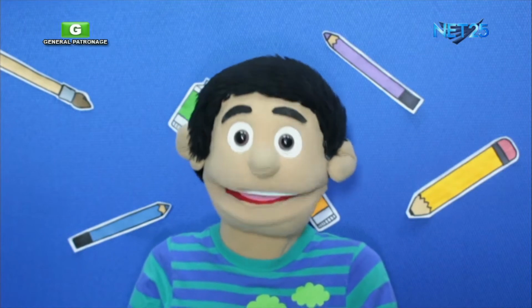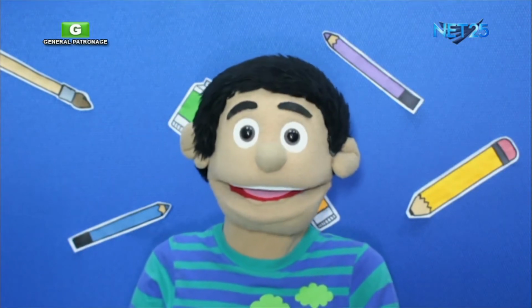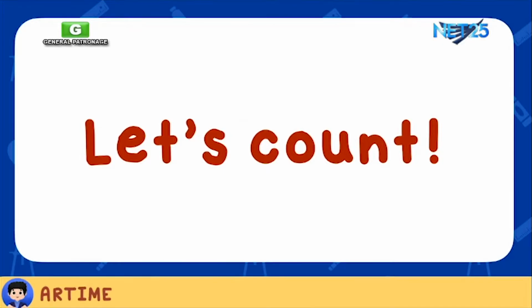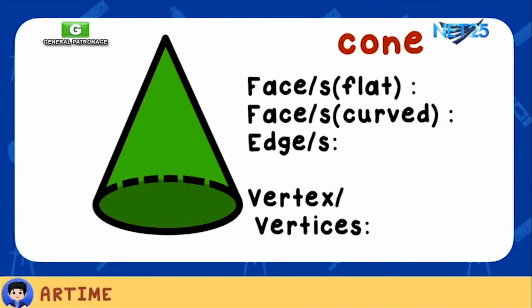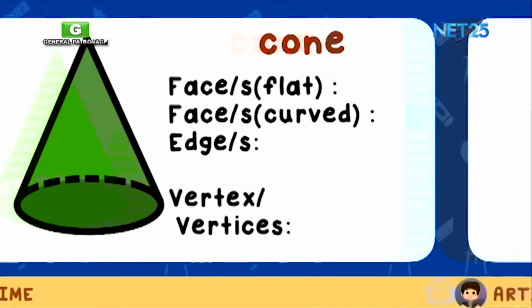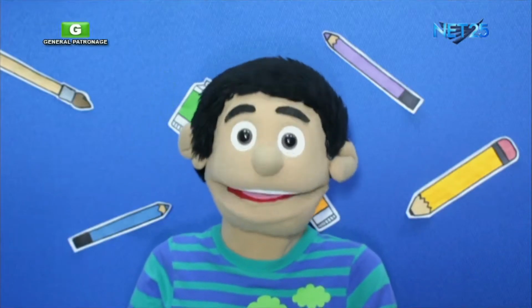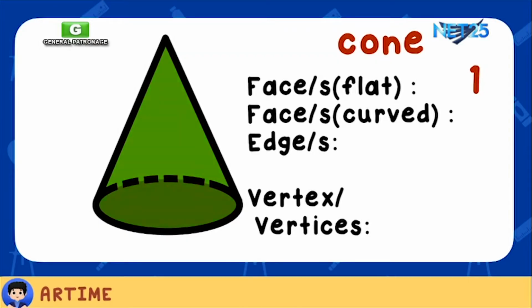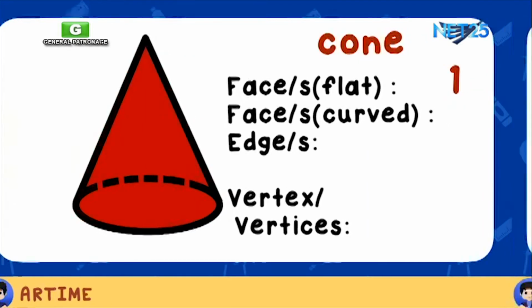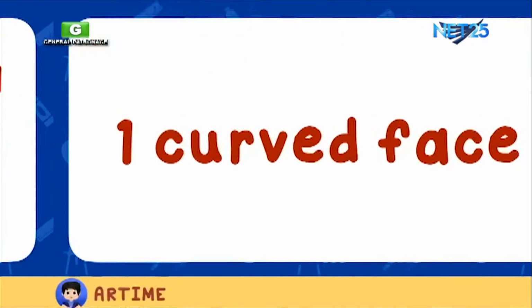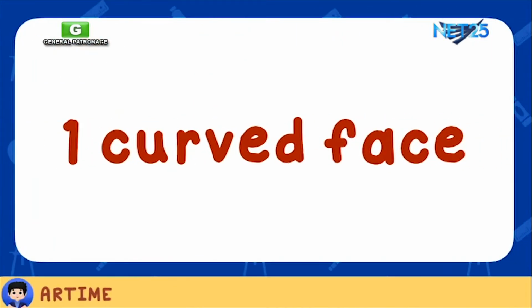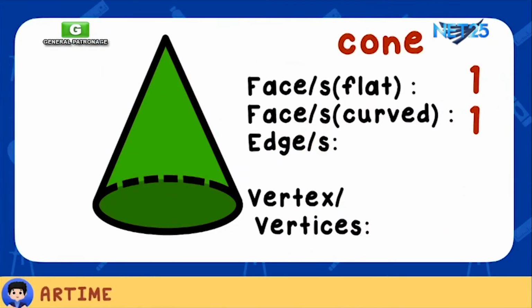How many flat faces can you see on the cone? Let's count. 1. Whoa! A cone has 1 flat face. What shape is it? A circle. What else? It also has 1 curved surface that leads up to a very pointy top.